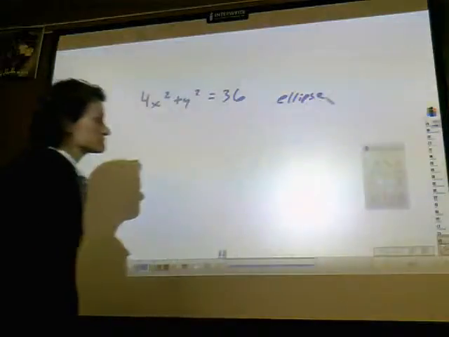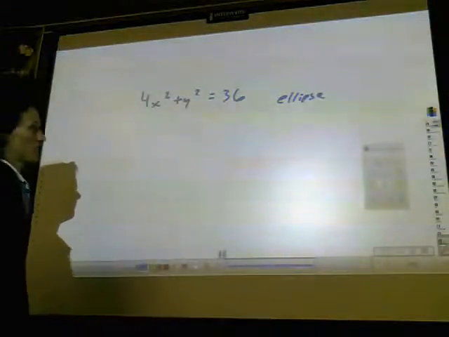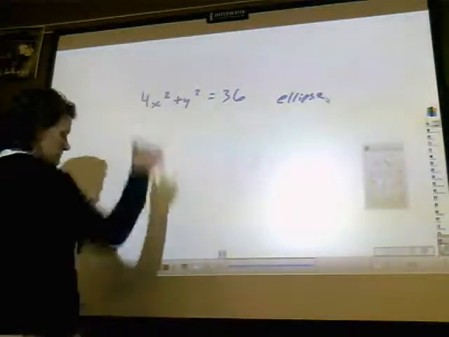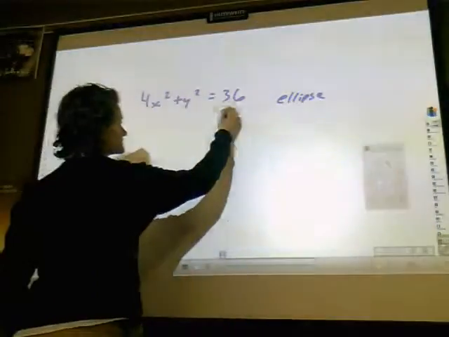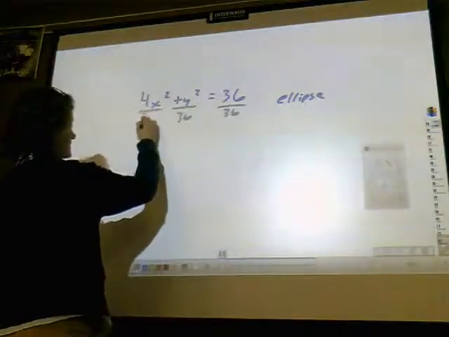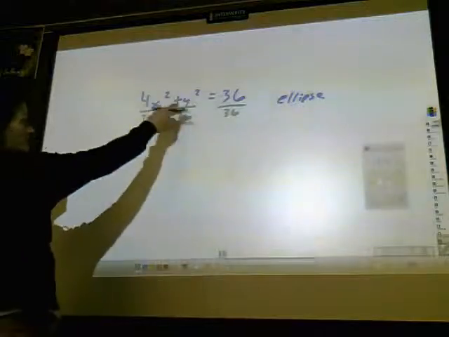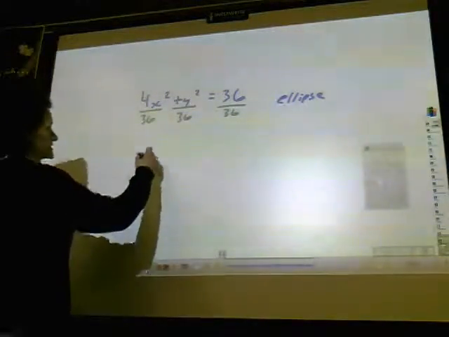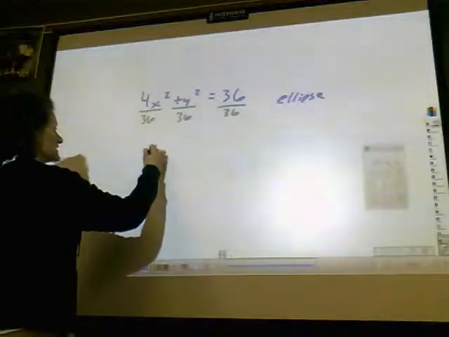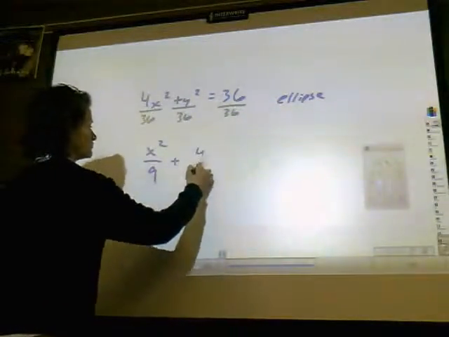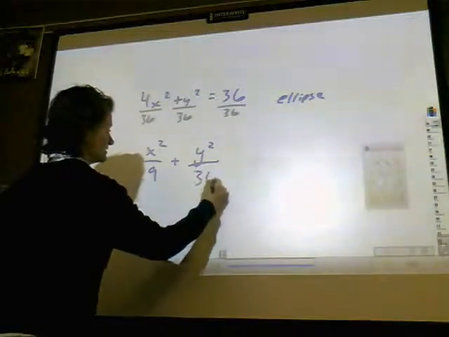Squished up circle. So now to get it into correct form, first of all, you need a 1 here, and then you need these two squares completed. So, let's get a 1 there first. And actually, that's the last step. But we don't need to complete any squares because we don't have any x terms. This is a pretty simple example. So 4 goes into 36 9 times. So x squared over 9. 1 goes into 36, 36 times.